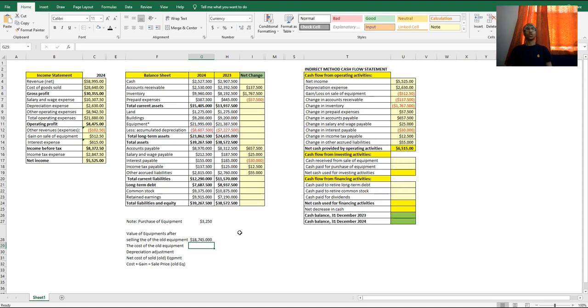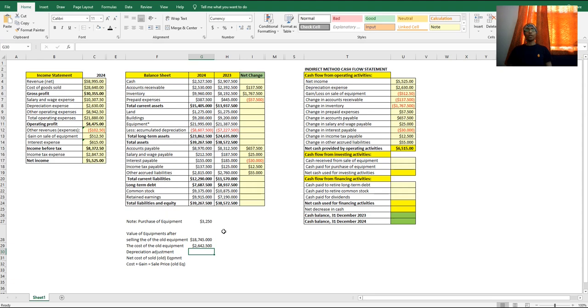Now we have to find the cost of the old equipment. The cost of the old equipment is basically value of the other equipments except the old equipment adjusted from the value of the equipments including the old equipment, which is 21387. This value includes the old equipment, and 18745, this does not include the old equipment or the new equipment. So if we subtract 18745 from 21387, what we are left with is basically the historical cost of the old equipment. So which is 2642. Now this is the historical cost.